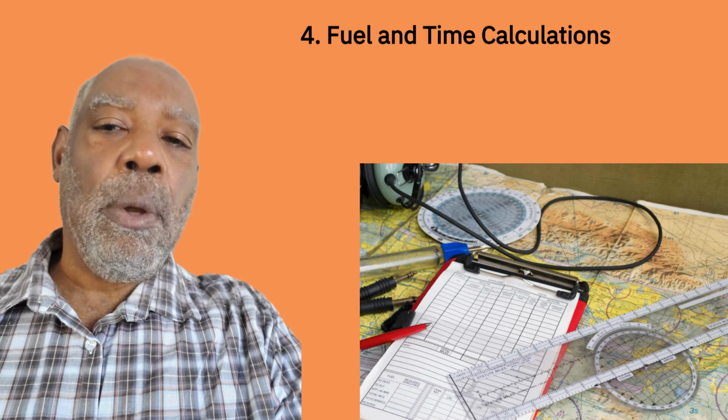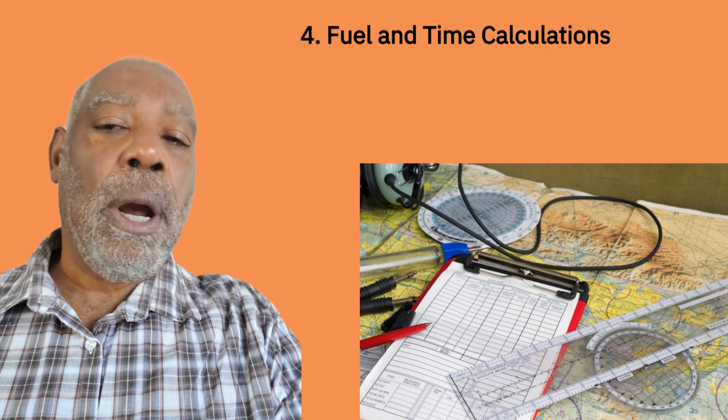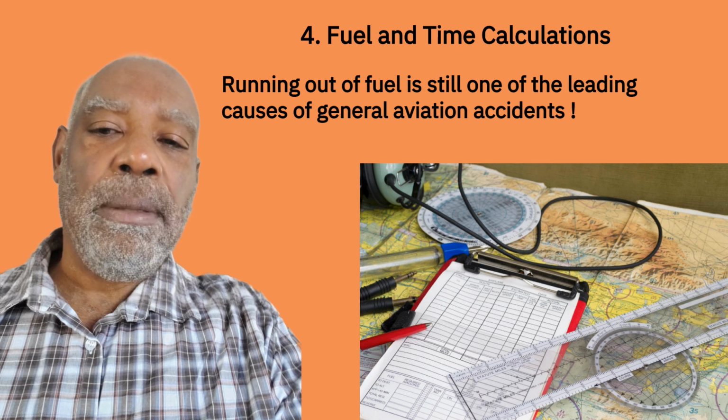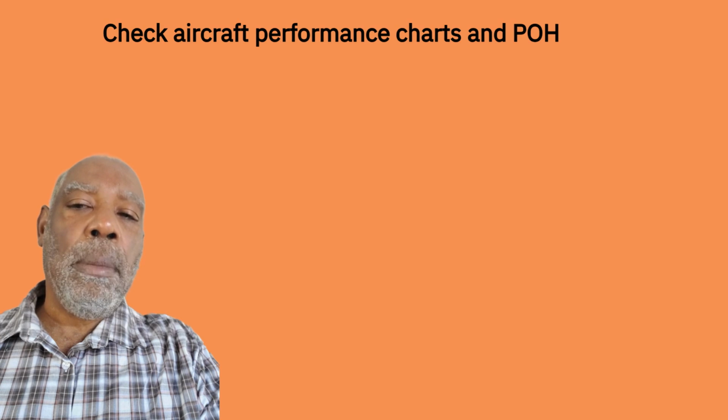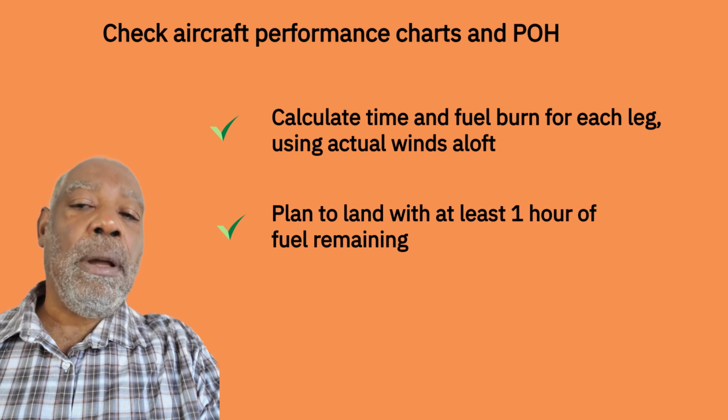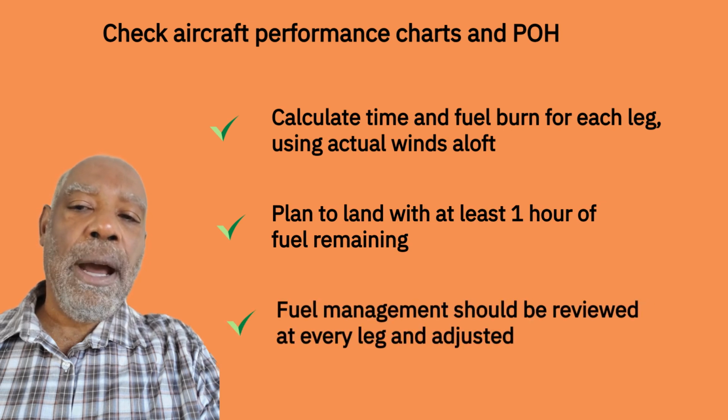4. Fuel and time calculations. Running out of fuel is still one of the leading causes of general aviation accidents. Avoid becoming a statistic. Check aircraft performance charts and POH. Calculate time and fuel burn for each leg using actual winds aloft. Always plan to land with at least 1 hour of fuel remaining, even though FAA only requires 30 to 45 minutes. Fuel management should be reviewed at every leg and adjusted en route if necessary.